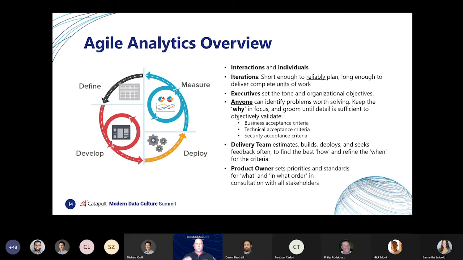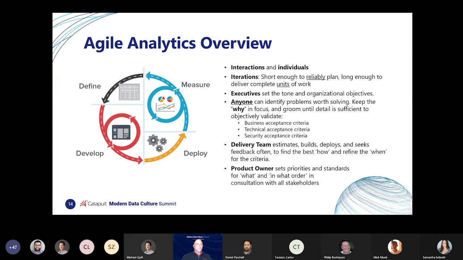This is usually done once in these workshops and then once at the outset of each iteration. A pretty typical iteration is 2 weeks. Sometimes it's a month, depending on processes and how long it takes for a group to get things done. And then you have your delivery team there with you. Those are typically your technologists, estimating how much each of these units of work will take in terms of time for the team to accomplish. And then they're going to build, deploy, and as often as possible, seek and get feedback if they don't understand something, or if a question emerges as they're getting into the details of things.